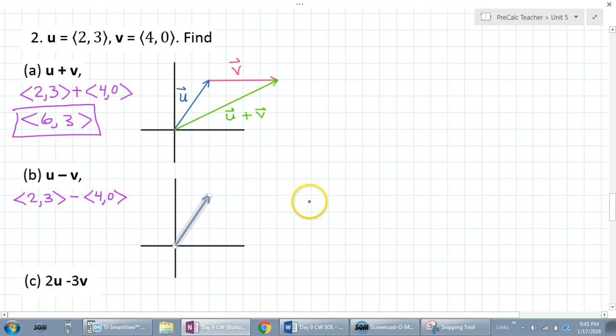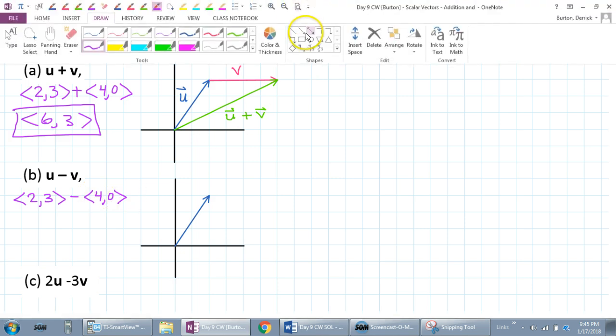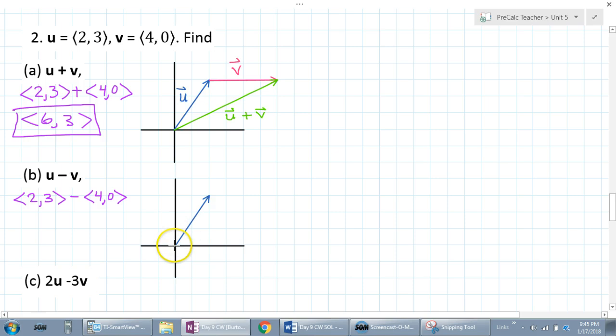Alright, so there's vector u. Now let's do vector v, which is 4, 0. And because we're subtracting, I'm going to also start it from the origin as well. So vector v is 4, 0, which means go over 4 to the right and go up nothing. So it's just going to be horizontal. I'm going to make this one pink.